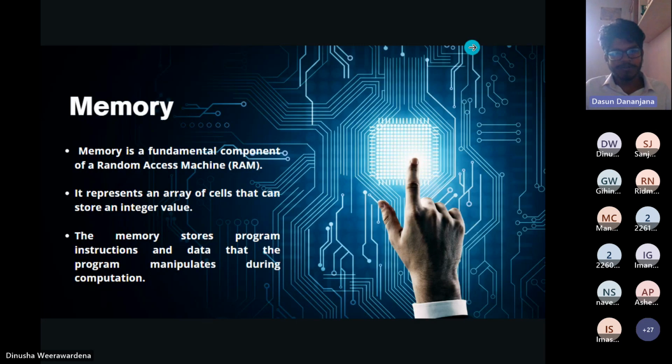So when it comes to memory, the first key feature of RAM, RAMs have a memory component that consists of an array of cells. These cells store values such as integers and serve as a storage medium for both program instructions and data. The memory allows the program to access and manipulate specific cells using a unique address. So let's talk about registers in the next slide.